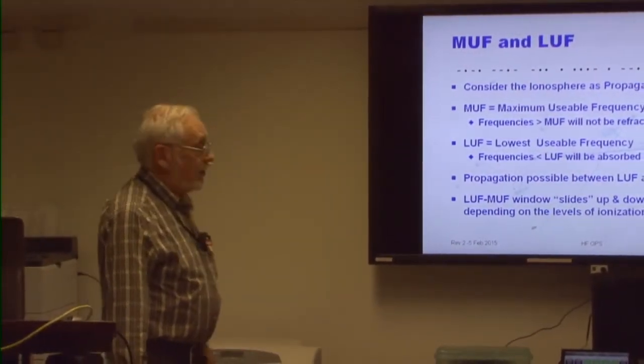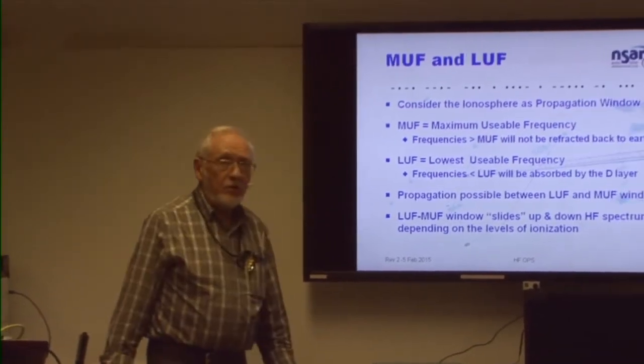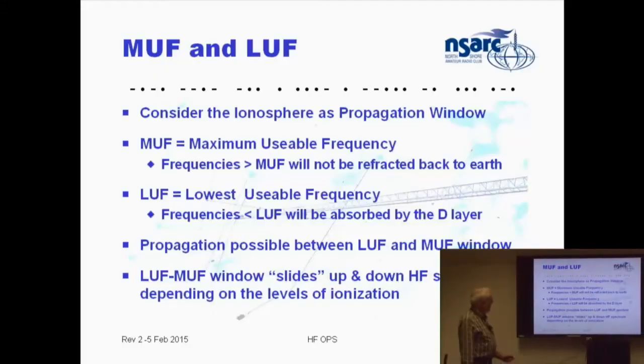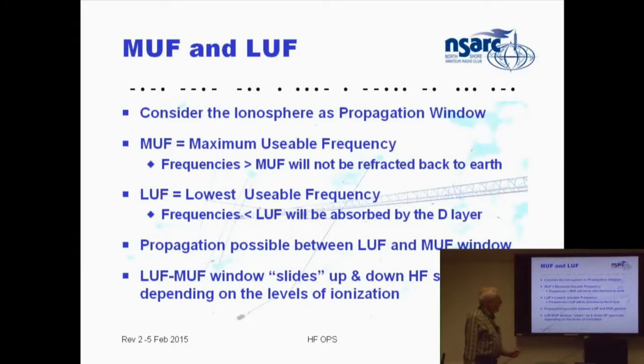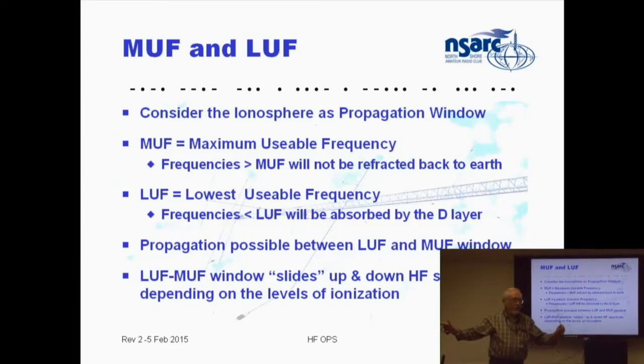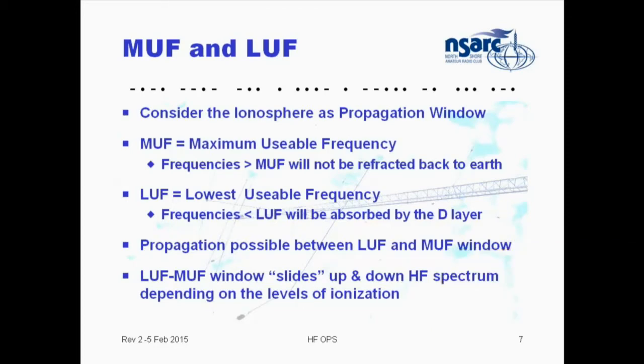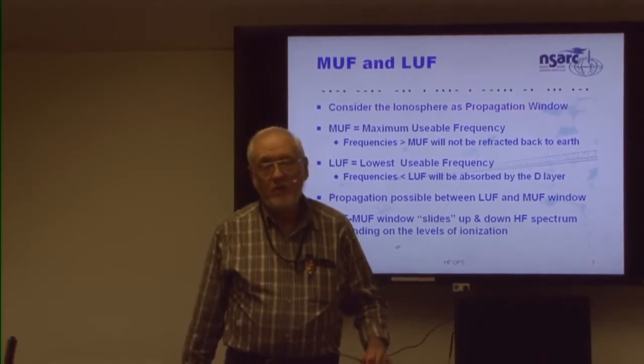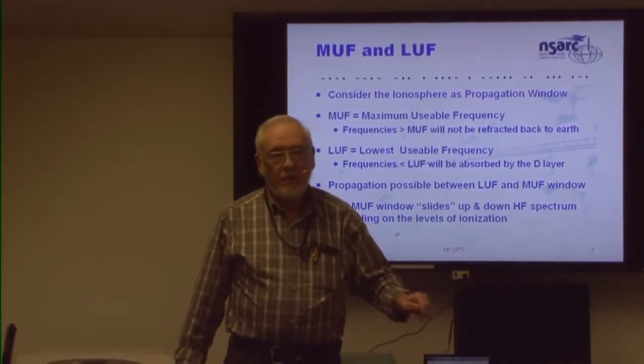There's a thing called the MUF and the LUF, maximum usable frequency and lowest usable frequency. I like to think of the ionosphere as a propagation window. You've got a maximum usable frequency at the high frequency end of the spectrum, and you've got the lowest usable frequency at the low end of the spectrum. And in between the LUF and the MUF, you've got a region of frequencies which can be used for HF propagation.